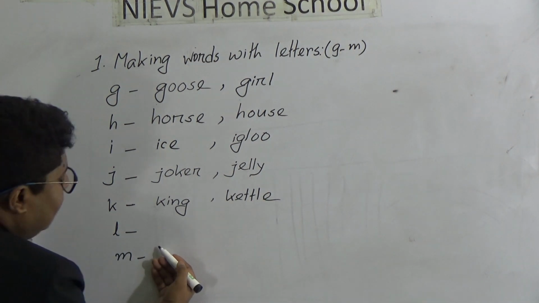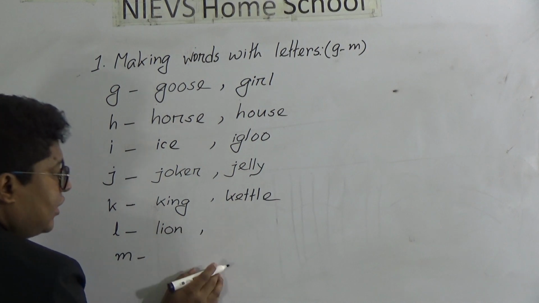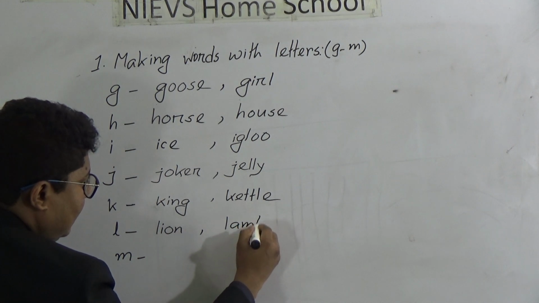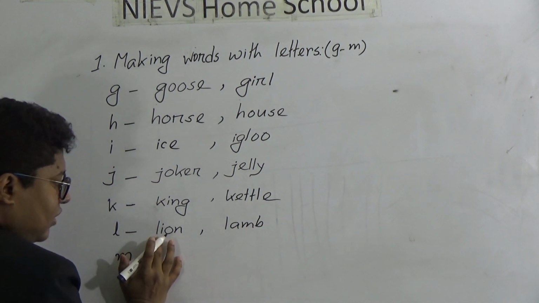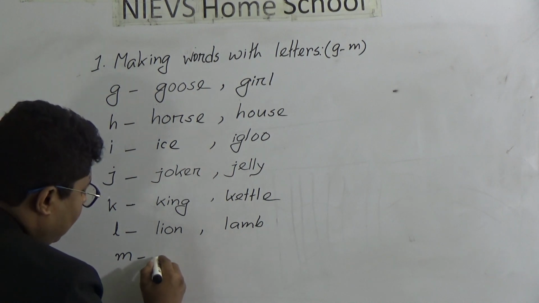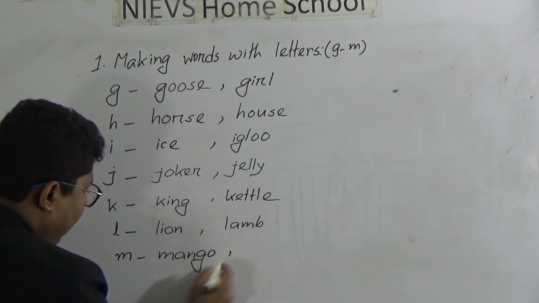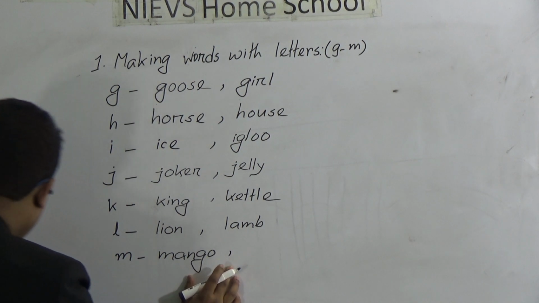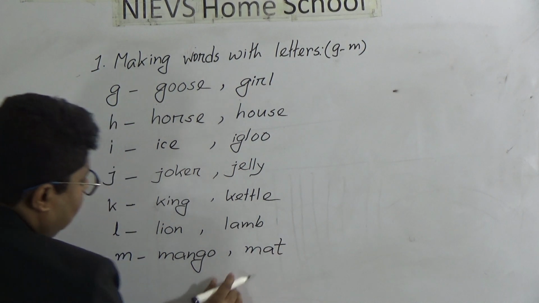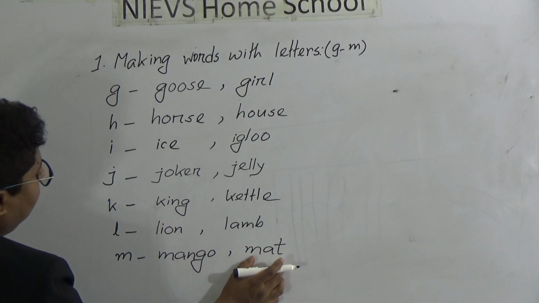Next one, L. L for lion, L-I-O-N, lion. Okay. Next one, L for lamb, L-A-M-B, lamb. So L for lion, L for lamb. Last one is M for mango, M-A-N-G-O, M for mango, and M for mat, M-A-T, mat. Okay, M for mango, M for mat.